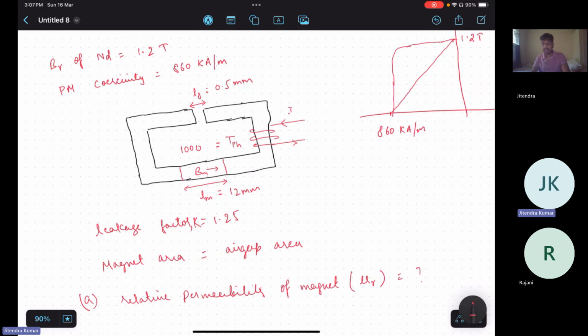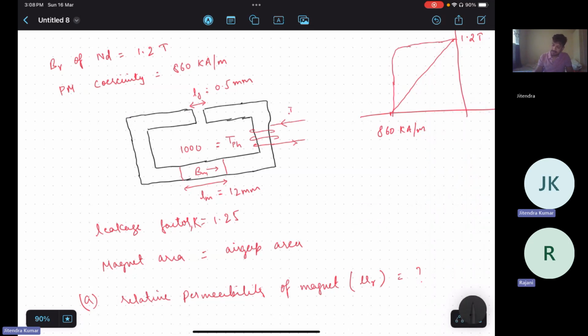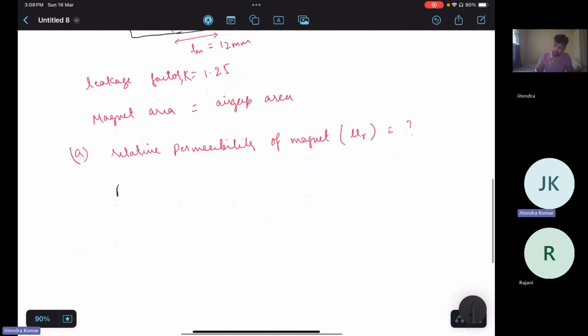Sir, we can use the formula B equals mu naught into mu r into H. Exactly, we are given Br and we are given H. We know mu naught, so mu r we can calculate. So we need mu r.